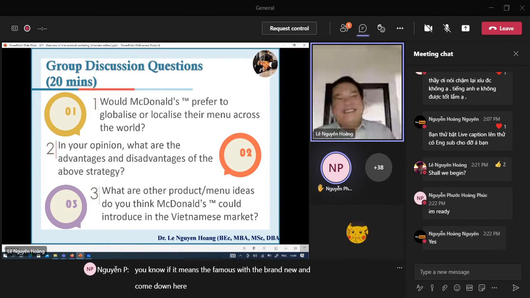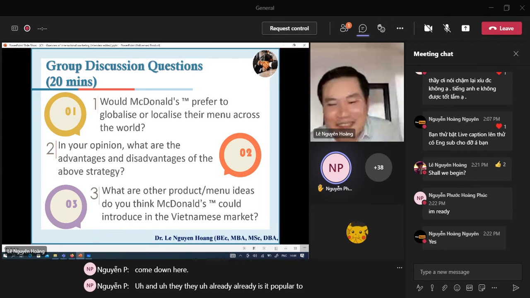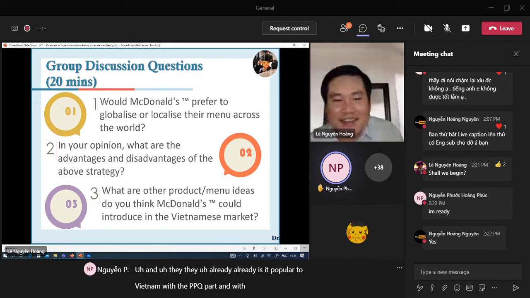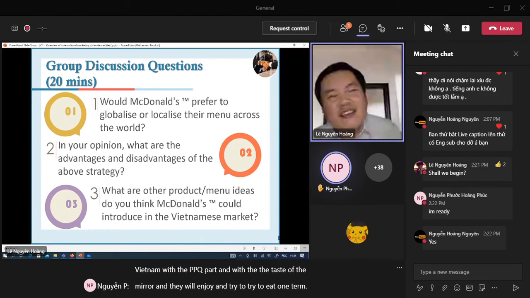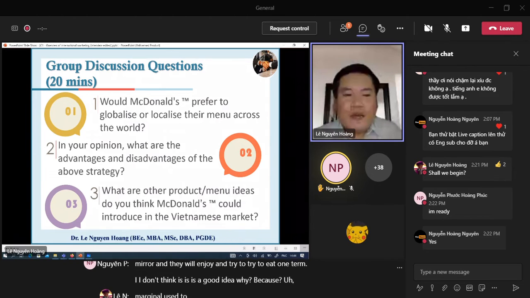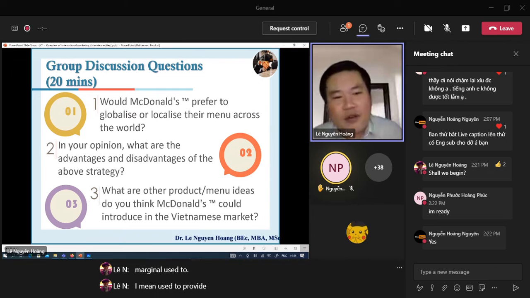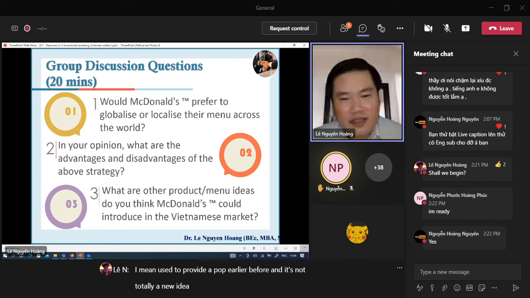And they already know it is popular in Vietnam with the BBQ pork, and with the taste of the burger, they will enjoy it and try to eat it one time. I don't think it is a good idea. Why? Because McDonald's used to provide a pork burger before. It's not totally a new idea in this case.